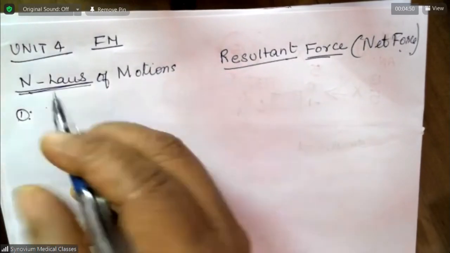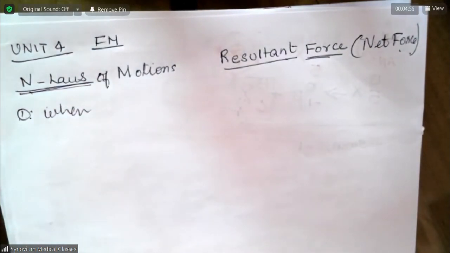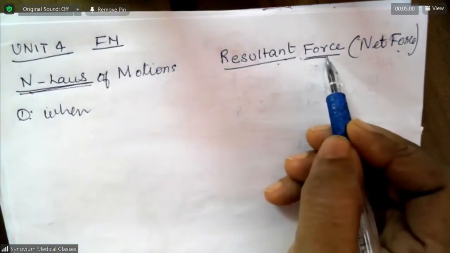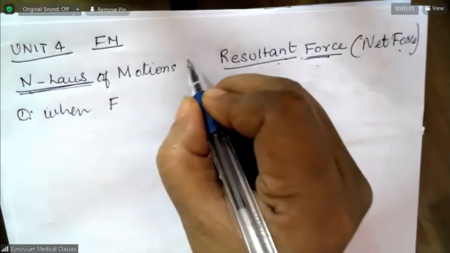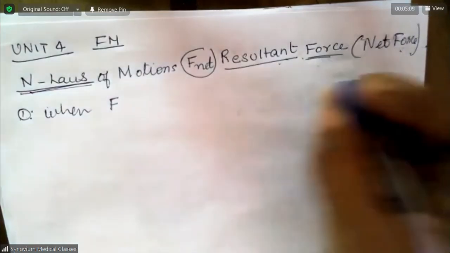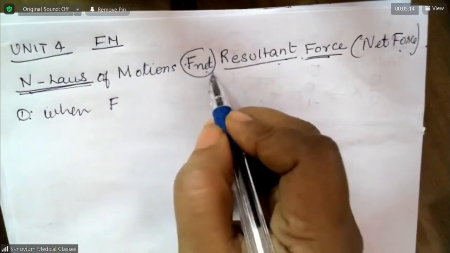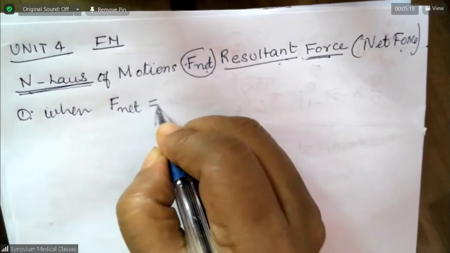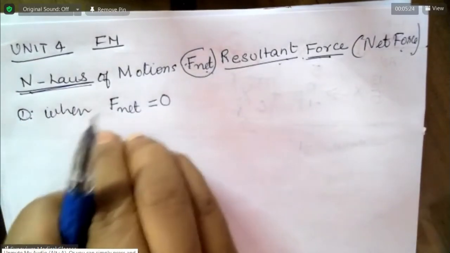When the resultant force, let me write F net in short instead of writing the full net force or resultant force. I'm going to use the abbreviation F net. When the net force is zero, this is the condition to apply Newton's first law.